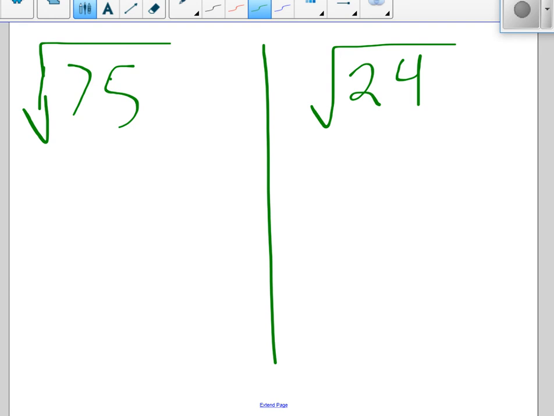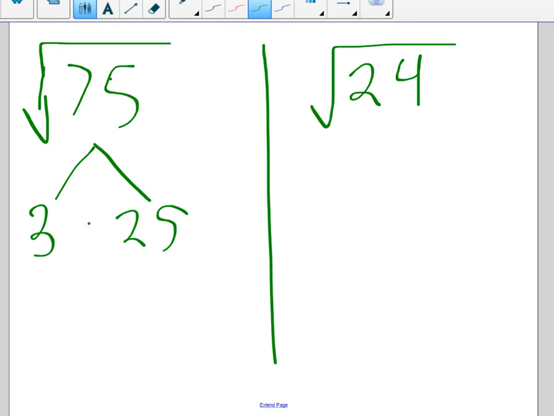All right, guys, so try these on your own, and then we'll go over them. Try simplifying radical 75 and try simplifying radical 24. So radical 75 is going to break down into, let's see, I would start with that one, just because I know money math off the top of my head. I know that 3/4 is 75 cents. I know that 3 times 25 is 75, so that's a nice starting place.